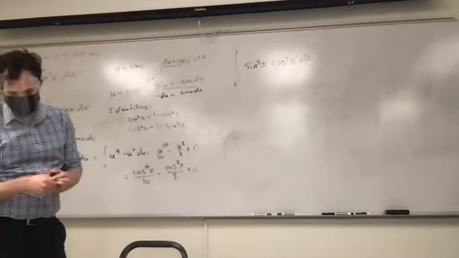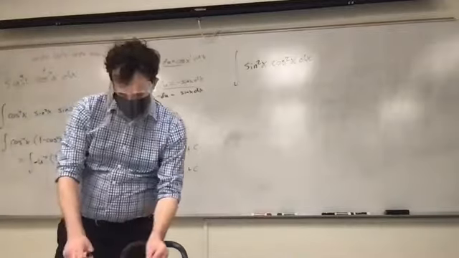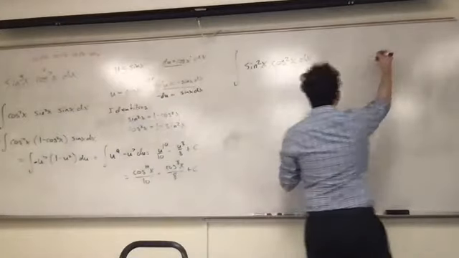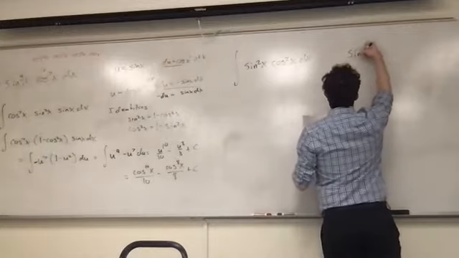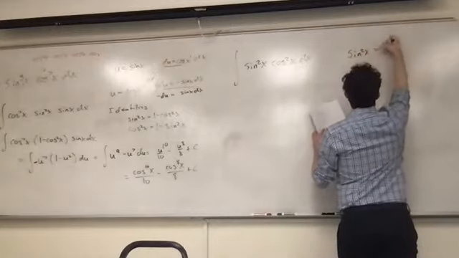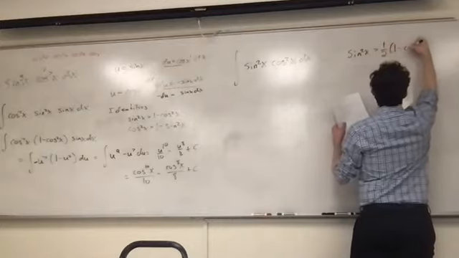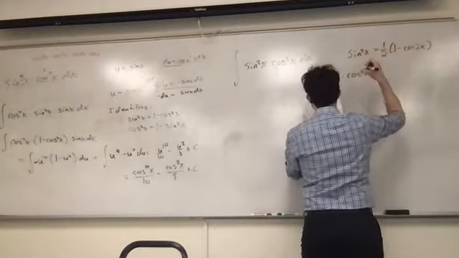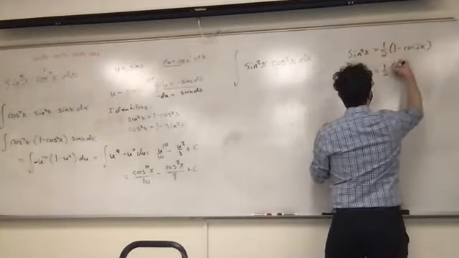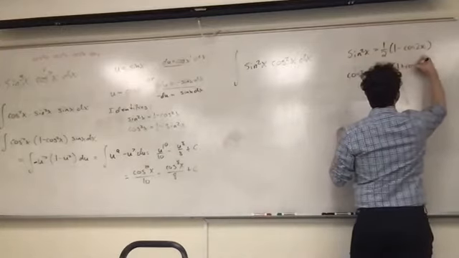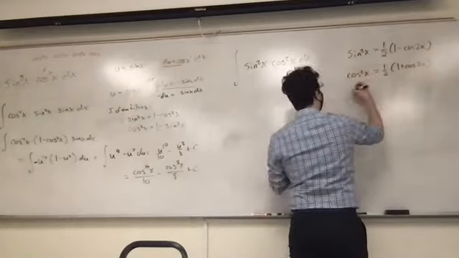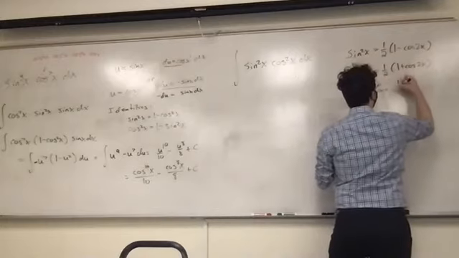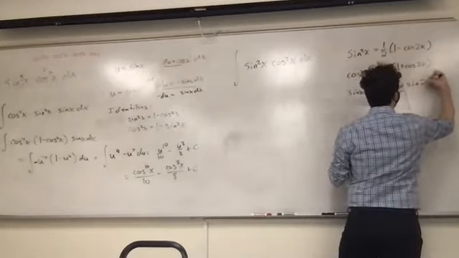So the identities that are relevant here, there are three, and they can get used in different combinations. So the three most relevant are that sine squared is 1/2 times 1 minus cosine 2x. Cosine squared is 1/2 times 1 plus cosine 2x. And then there's another one, sine times cosine is 1/2 sine of 2x.